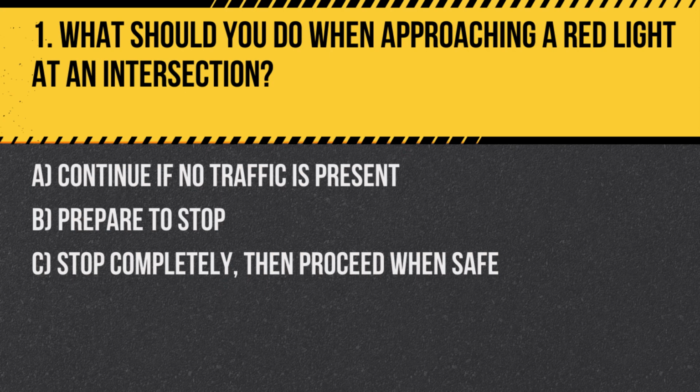Question 1. What should you do when approaching a red light at an intersection? A. Continue if no traffic is present. B. Prepare to stop. C. Stop completely, then proceed when safe.